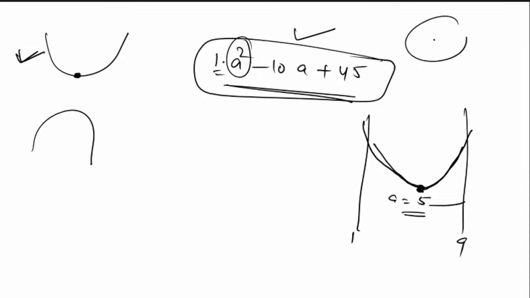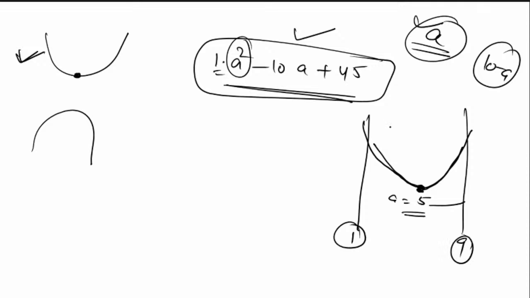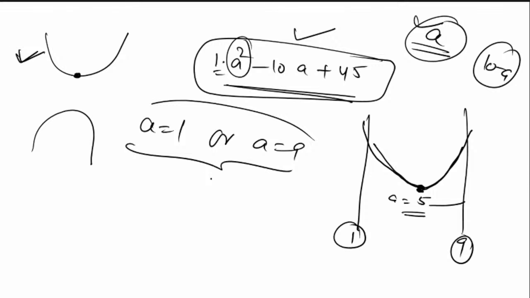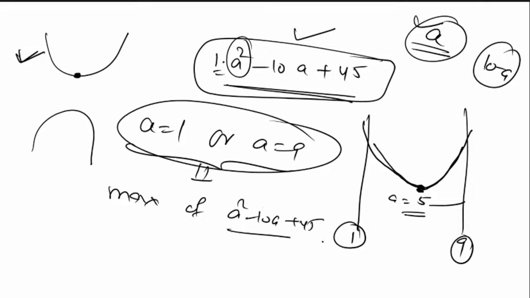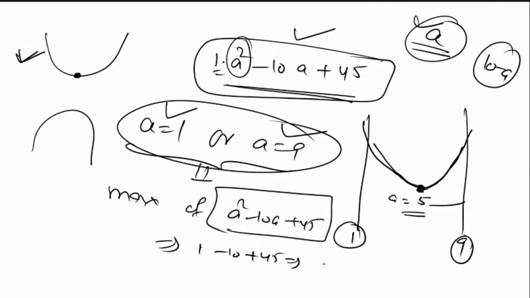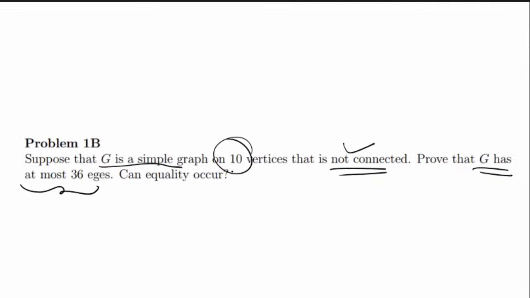You know this a vertices are here, 10 minus a vertices are here. So this a can be either 1 or 9. This is the range. So you will get the maximum value when a is equal to 1 or a is equal to 9, which will give you the maximum value of a square minus 10a plus 45. And what is that maximum value? You can put either of them. If you put 1, then 1 minus 10 plus 45 is equal to 36. So this will be the maximum number of edges. Hence the answer will be 36. This is what he was asking.